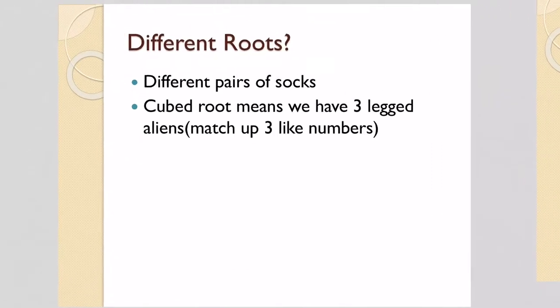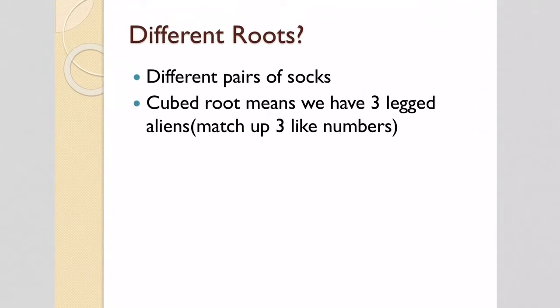So what if we have bigger than square roots? Because there are things like cube roots, there's fourth roots. So what I think about is, instead of just having 2 for a pair, it's like we have a 3-legged alien here. So that means I match up 3 if it's a cube root. If it's a fourth root, that means I would need 4. So like maybe we're putting socks on a dog or something.